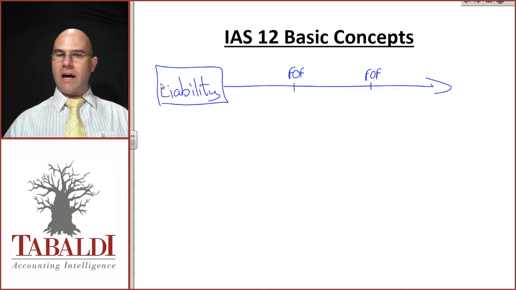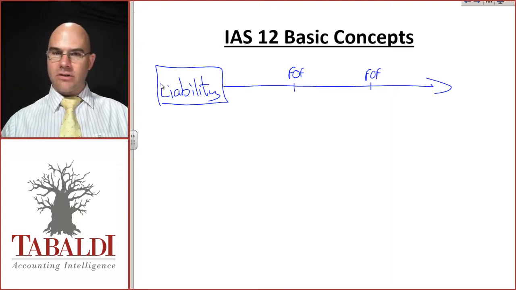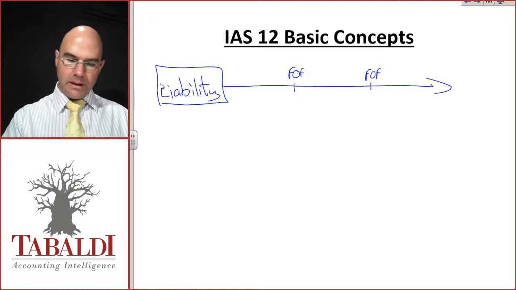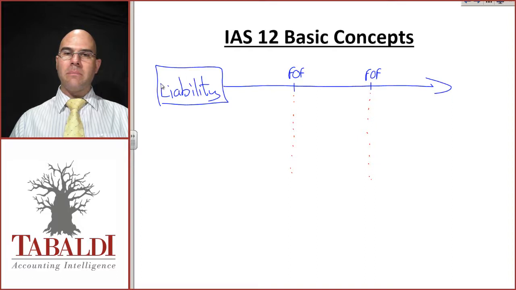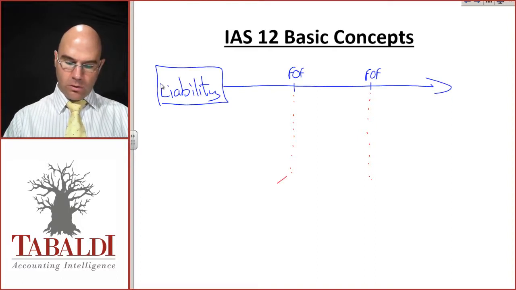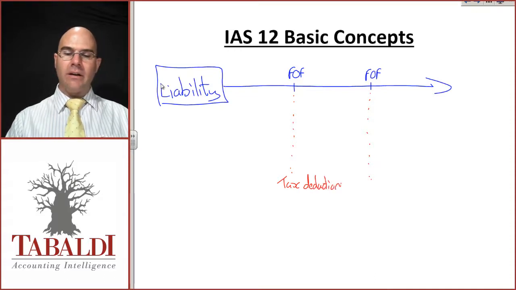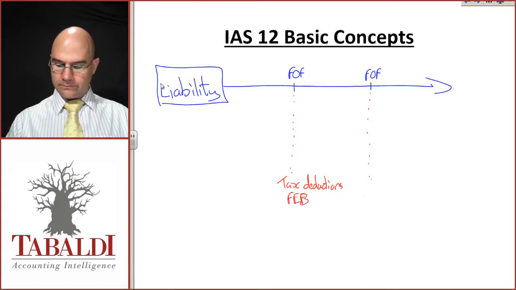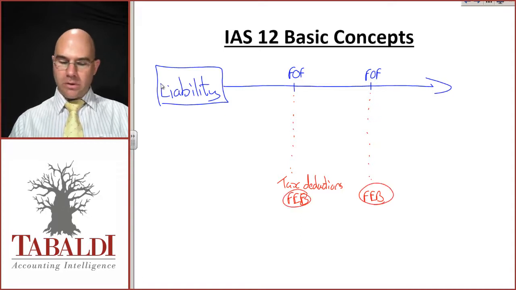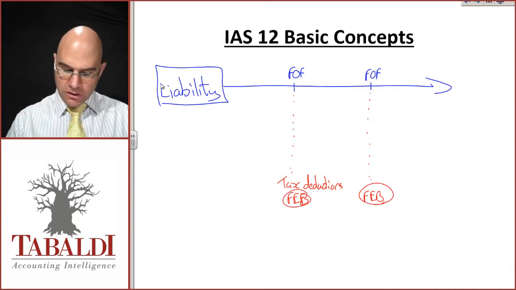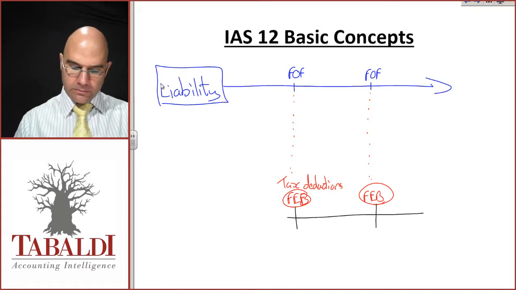Now, attached to those future outflows, sometimes the tax consequences may not be the same as accounting. Therefore, there may be future outflows that may have tax consequences or tax deductions. Now, those tax deductions are a future economic benefit, and what do we do with future benefits? Well, ladies and gentlemen, future benefits in essence are assets.